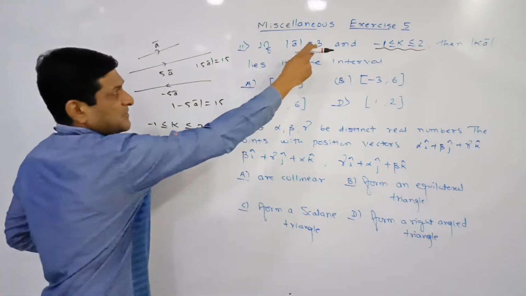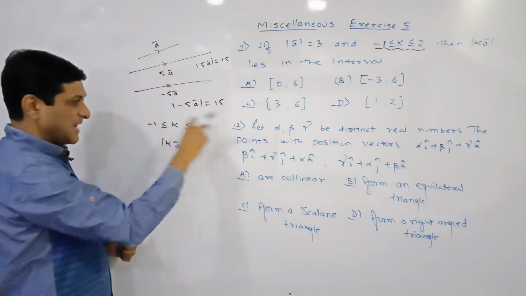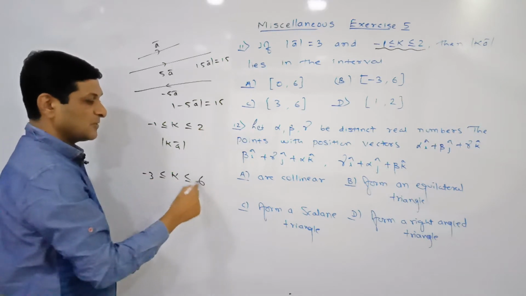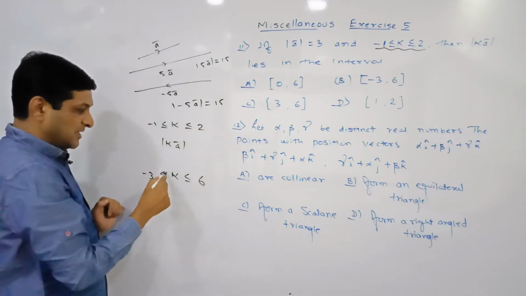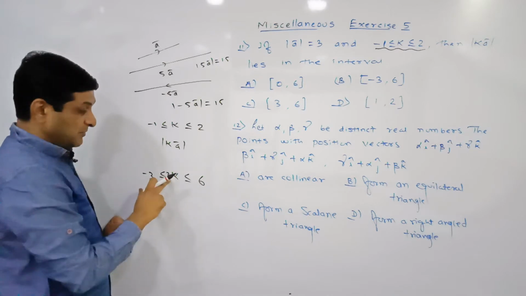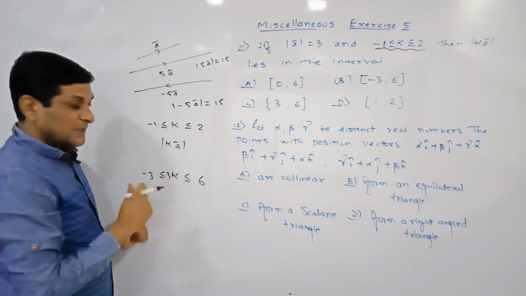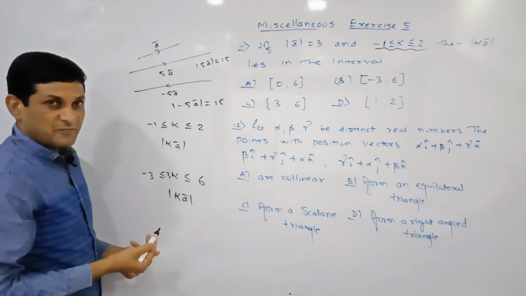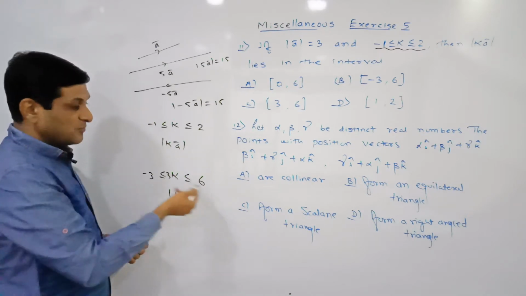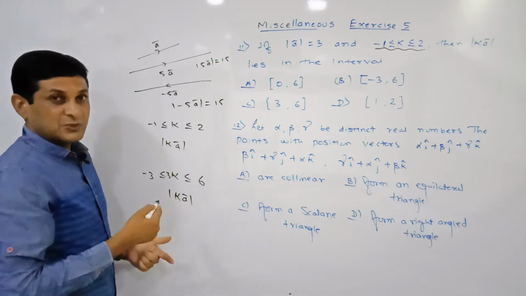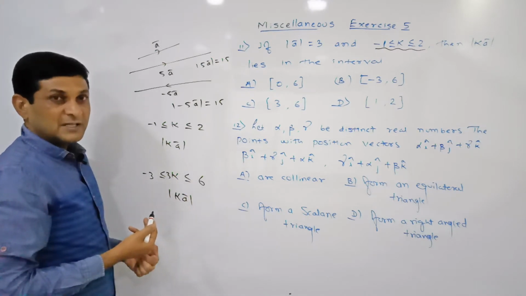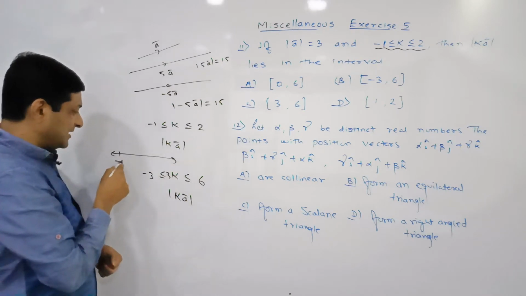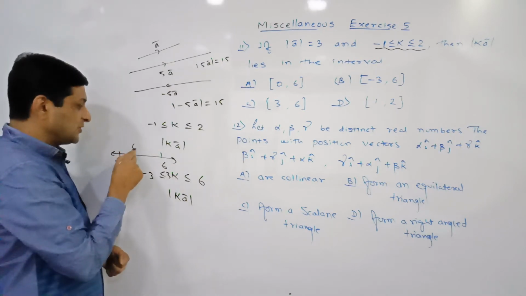Suppose the magnitude of a bar is given to us as 3. If we multiply by 3 here, what will we get? Minus 3 is less than or equal to 3k, which is less than or equal to 6. Just simply I am multiplying by 3, where 3 is the magnitude of a bar. Now we are finding the magnitude of k a bar. So we have to consider only positive numbers, because magnitude cannot be negative. In this interval, minus 3 to 6, somewhere 0 also lies.